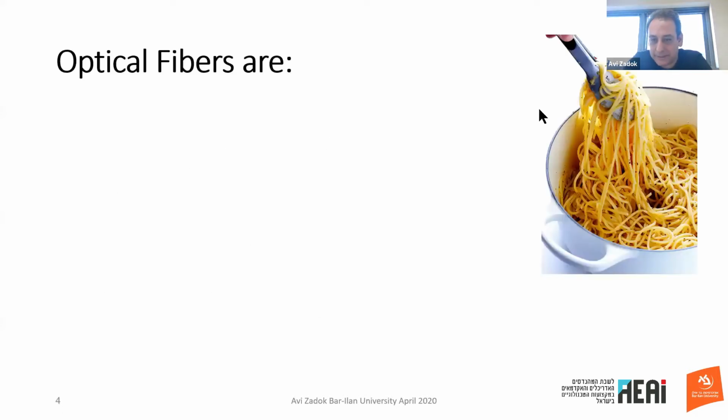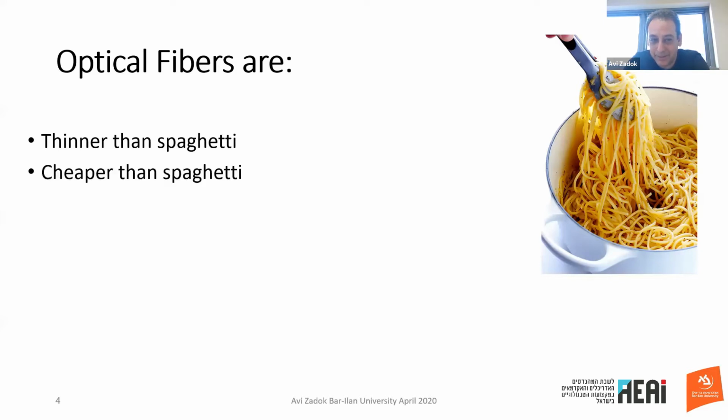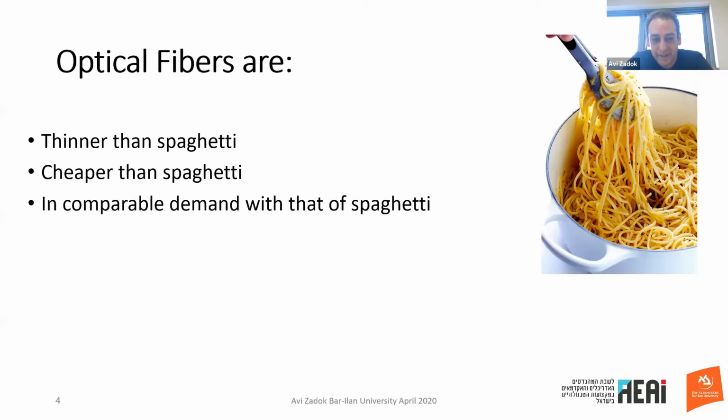So fibers, optical fibers, in order to appreciate them, maybe I can compare them to something that we all know and like, spaghetti. And you'll find that fibers are thinner than spaghetti in their dimensions. They're cheaper per unit length. If you actually check how much spaghetti is in a package and how much it costs, then a fiber is going to be way cheaper per meter or kilometer.